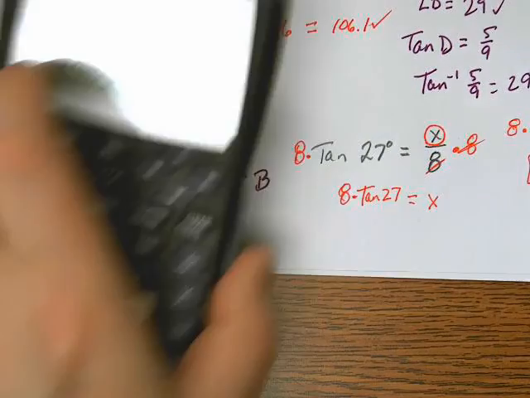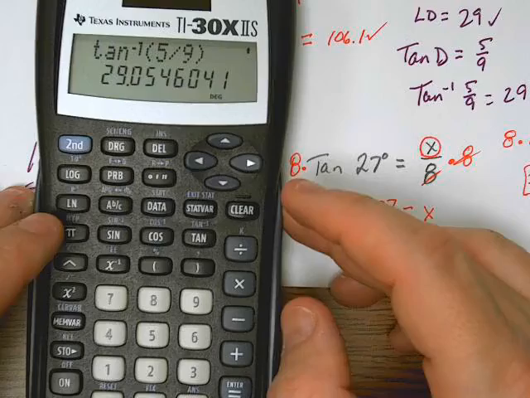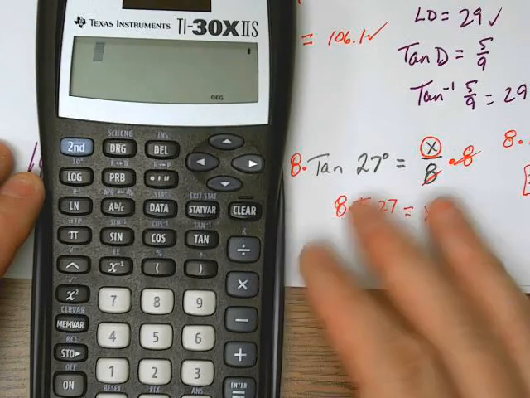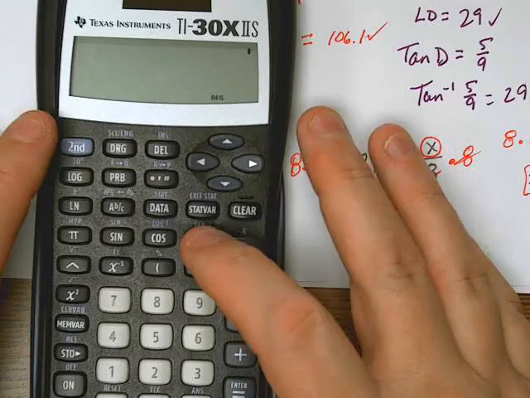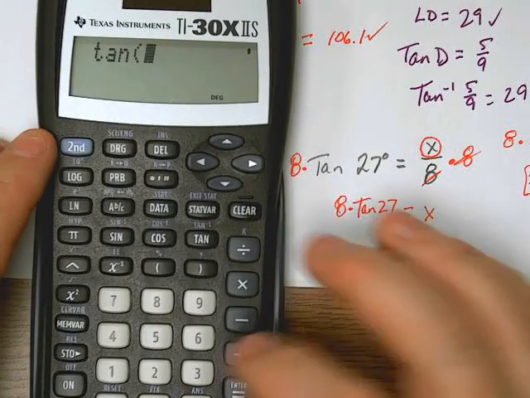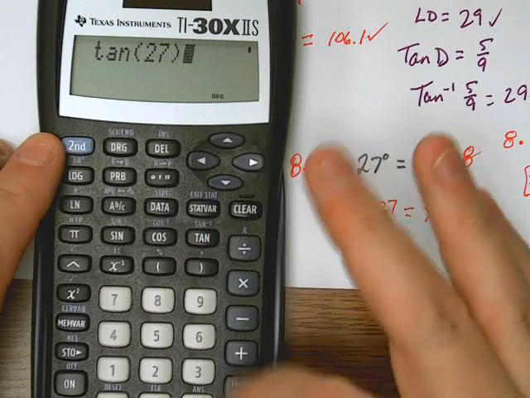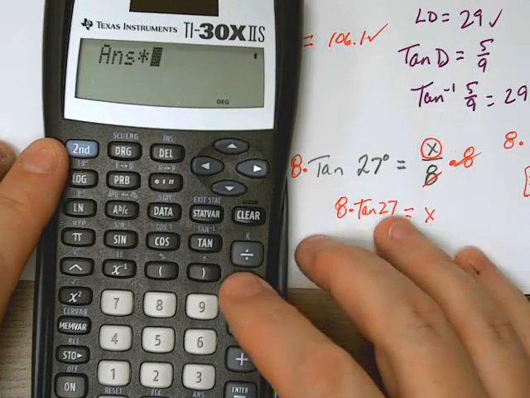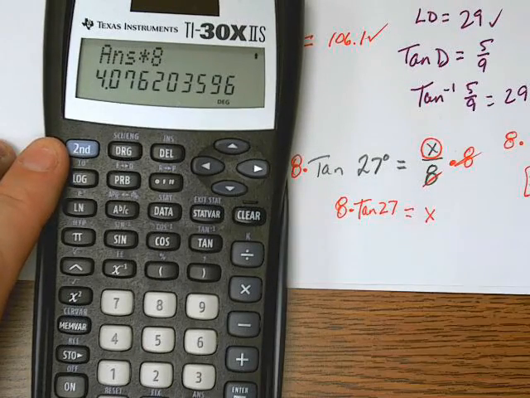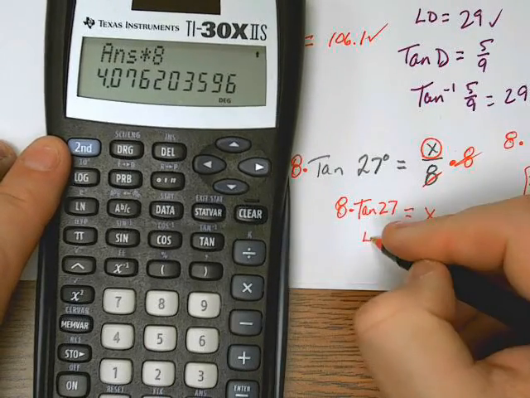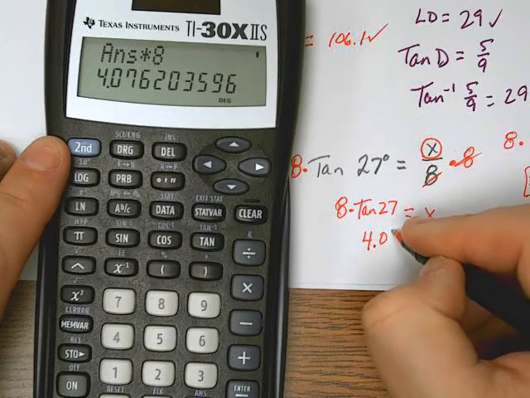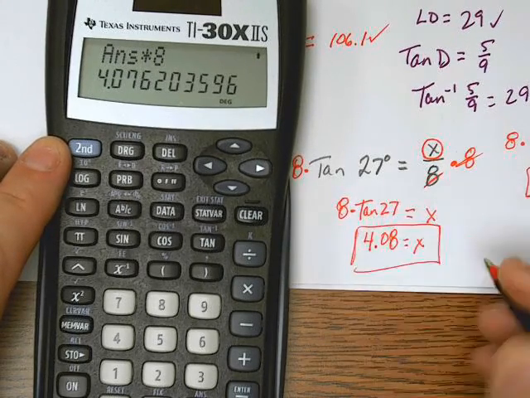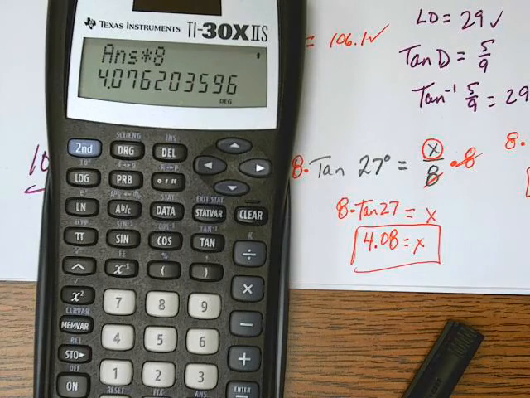Let's put that into the wonderful calculator. Clear, clear, clear. Doesn't matter which one we do first, but I like doing the function first. Tangent of 27, that's going to give us a decimal. And then we multiply that by 8. Looks like we get 4.08 if we round to the nearest hundredth for our value of x.